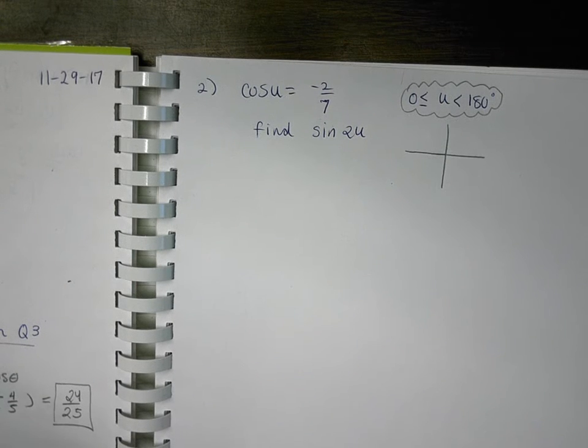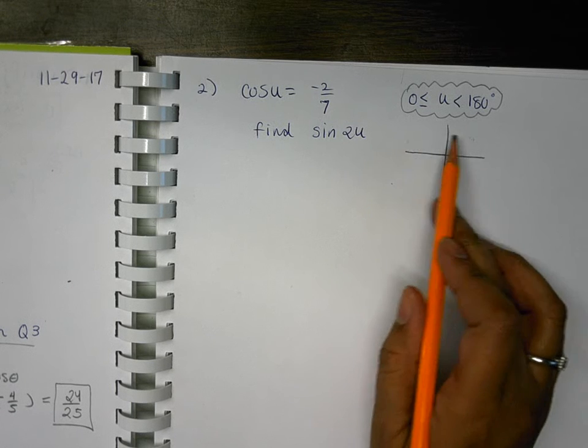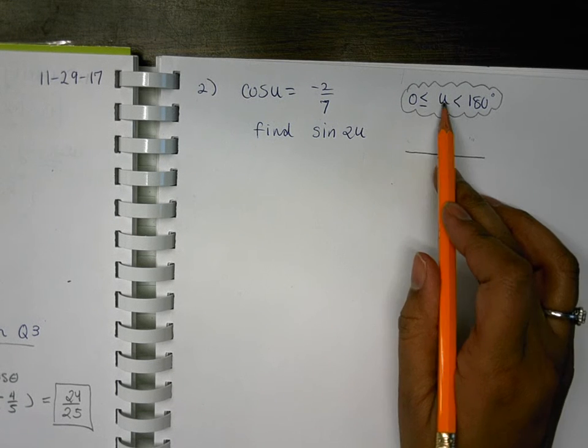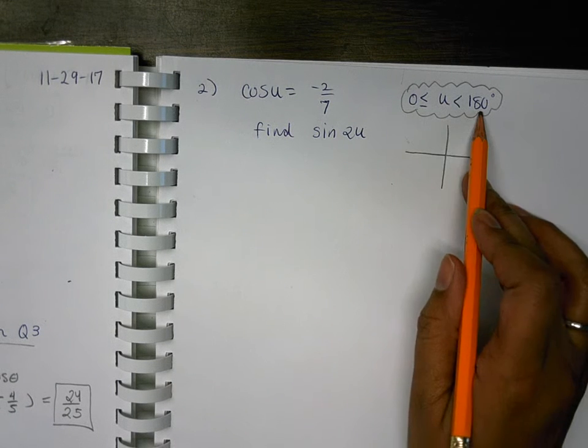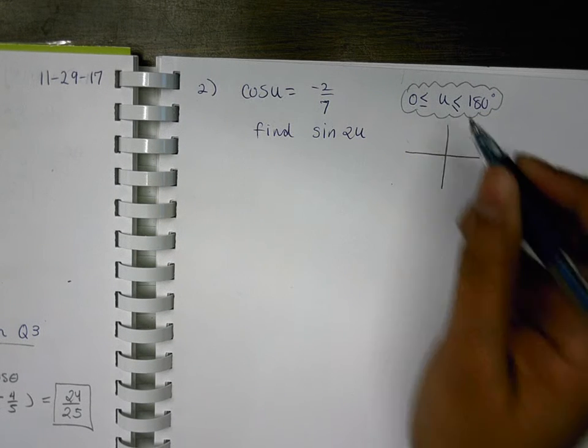It's restricted to the first and second quadrant. Do you guys agree? It can't go beyond that because u is bigger than 0 but less than 180. Good job. And I'm going to put an equal bar there because there could be an equal on the 180.